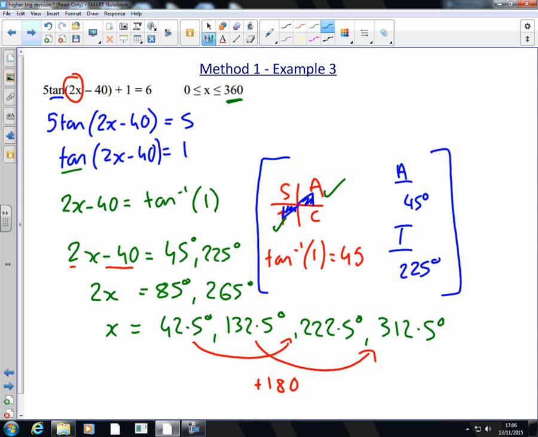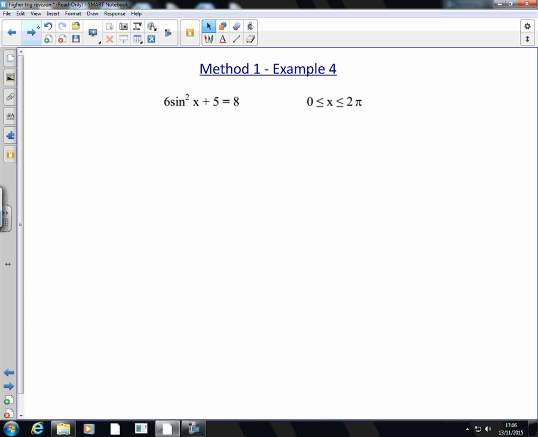Okay, you're adding. You've got one thing, method one: get everything to the other side. You'll deal with the CAST diagram when you get there, you know how to do that. You'll deal with the period at the end, you know how to do that. Okay, I think I've got one more example here. This is going to be a very long video, I've got the sense.